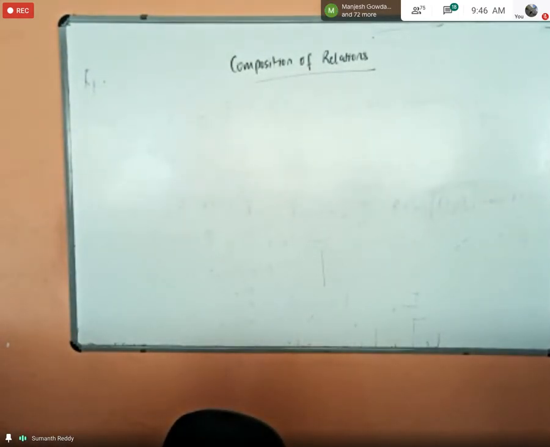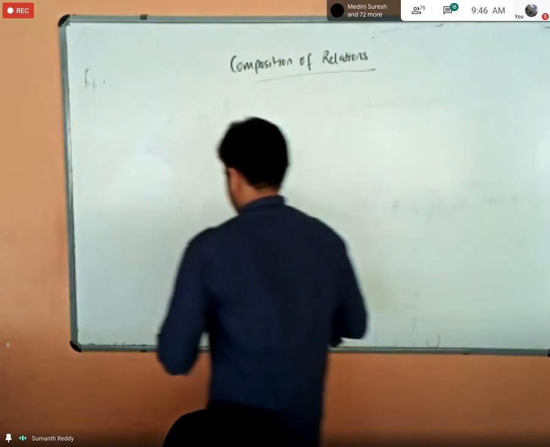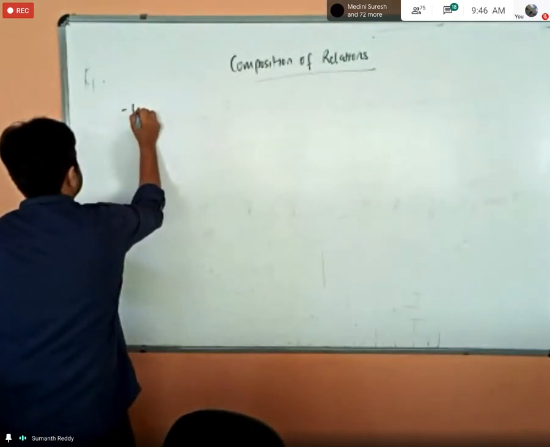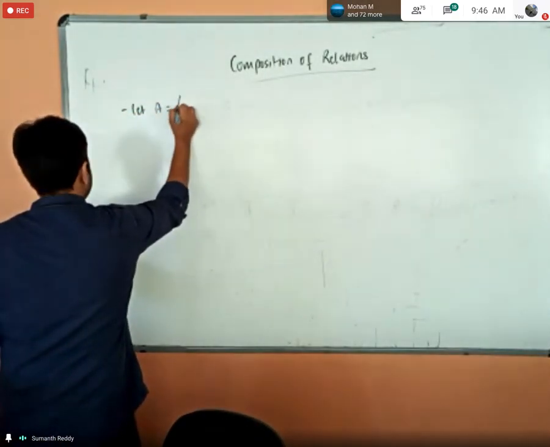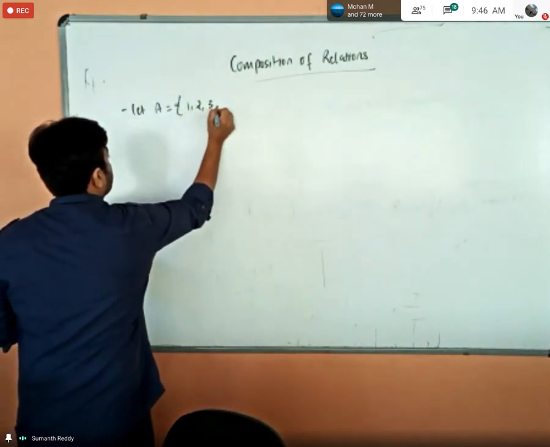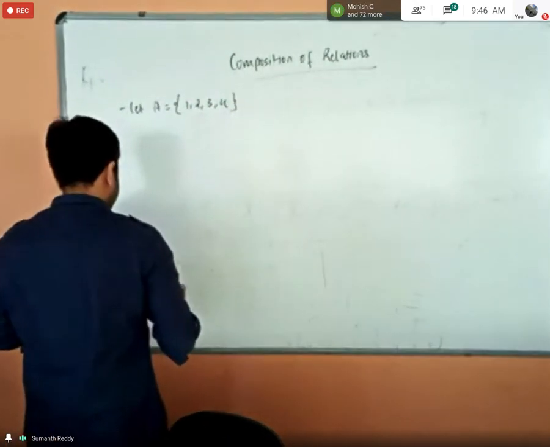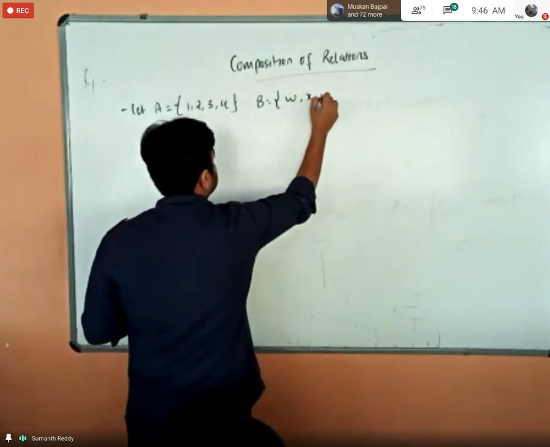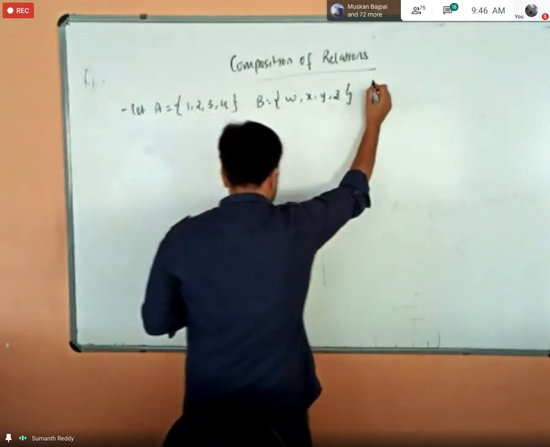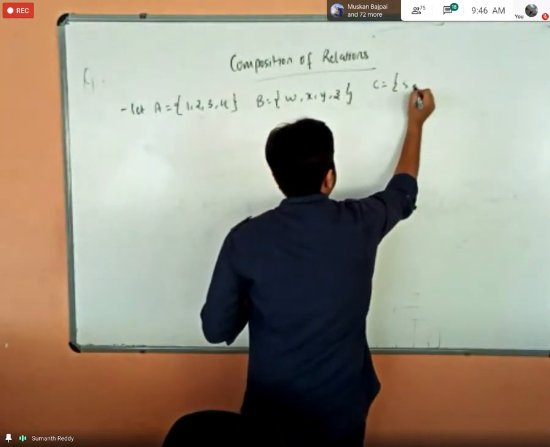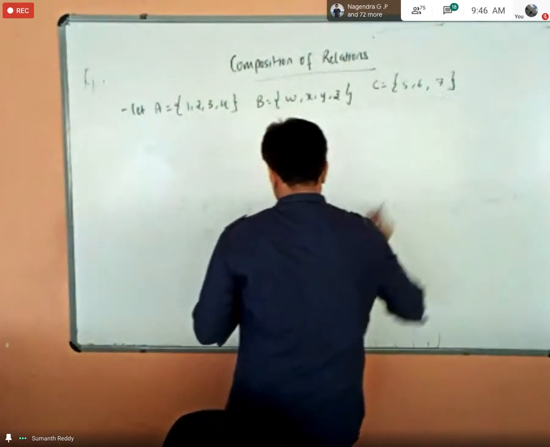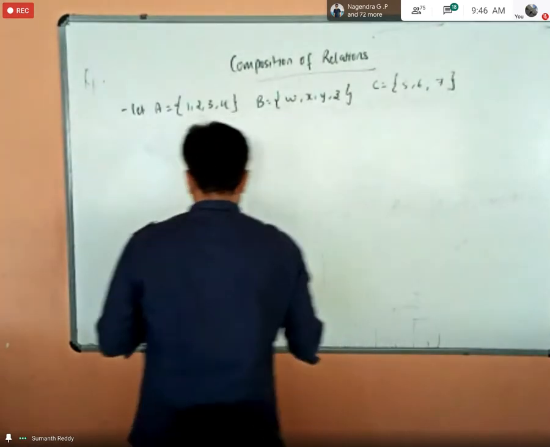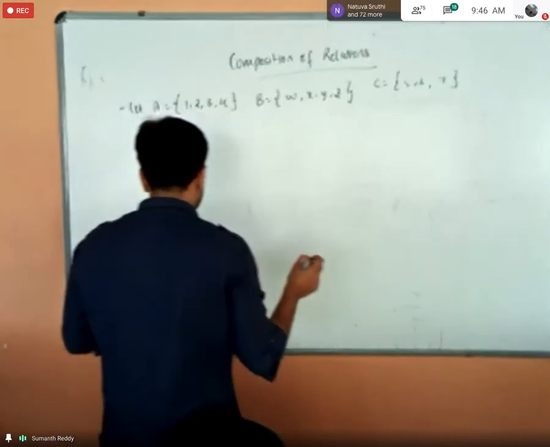Almost in every question paper, they will ask one question on the composition of relations. They will ask direct questions like this. So the first question is: let set A be equal to 1, 2, 3, 4. He has given set A, which has elements 1, 2, 3, 4. Set B has elements W, X, Y, Z. And set C has the elements 5, 6, 7. And he has also defined the relation R1.